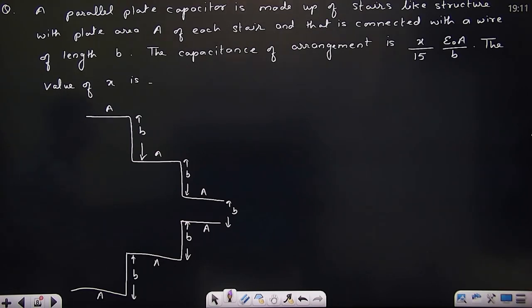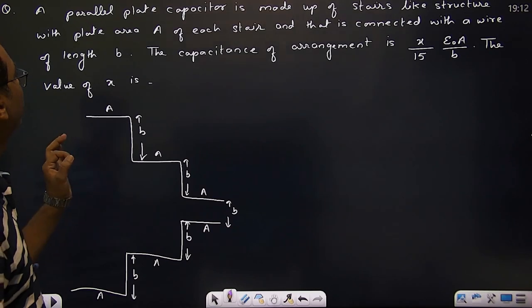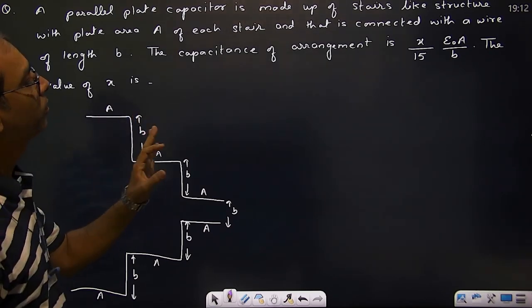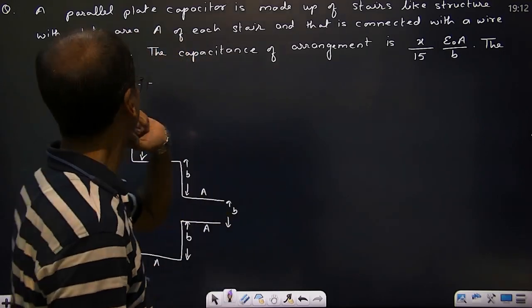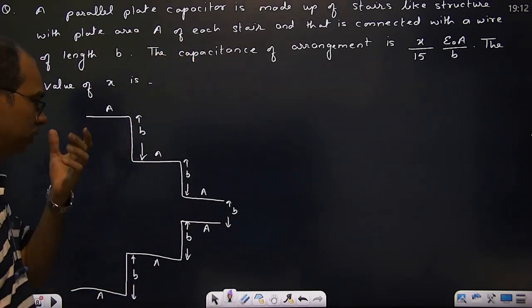Now see, this is a very interesting question. A parallel plate capacitor is made up of a stairs-like structure with plate area A of each stair, and that is connected with a wire of length B. The capacitance of the arrangement is X by 15 epsilon naught A by B. The value of X is. Again a numerical type question.